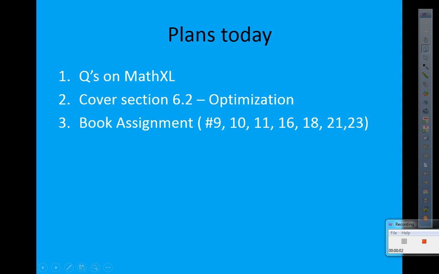What I'd like to do with you today is cover section 6-2, which is called optimization. The assignment will be out of the book. It is also on the bottom of your class notes.